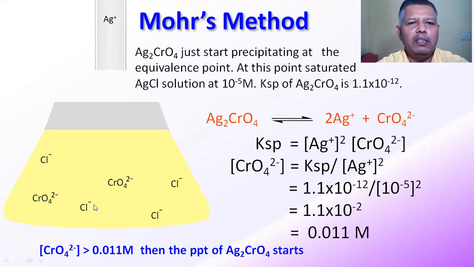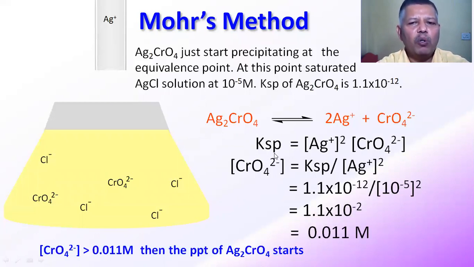Now in Mohr's method, what happens? The silver chromate just starts to precipitate when we add silver from the burette. It forms silver chloride first, and after completion of silver chloride formation, the silver forms a complex with the chromate ion and the solution is converted into a red colored solution. Here the reaction is silver chromate, which gives silver ions and chromate ions, and it shows the red color.